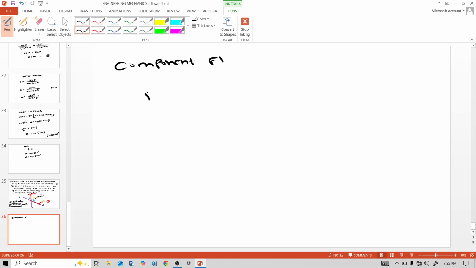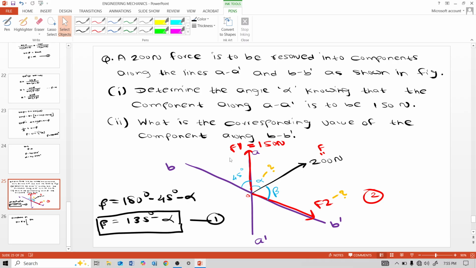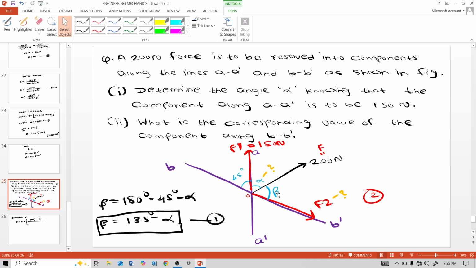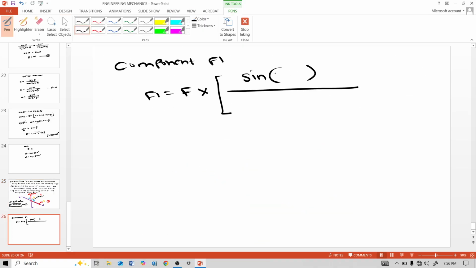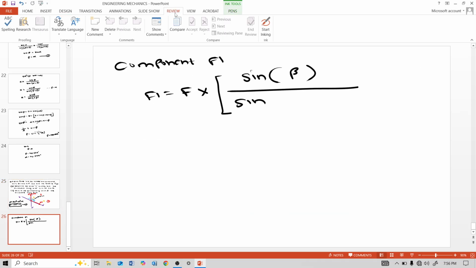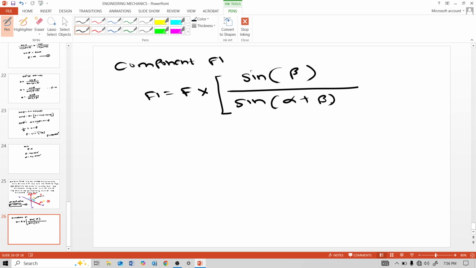The oblique component F1 is equal to F multiplied by sine of. Now we took the F1 oblique component formula, but always remember which angle will come in the denominator. In the numerator, the angle between force F and F2, the beta angle, will come, and beta here in equation 1 is 135 degree minus alpha. Just put beta here. In the denominator both angles will come: between force F and F1, alpha, and between force F and F2, beta. Alpha plus beta.